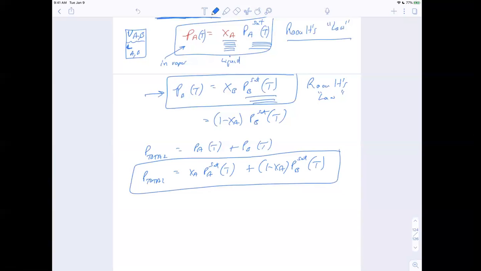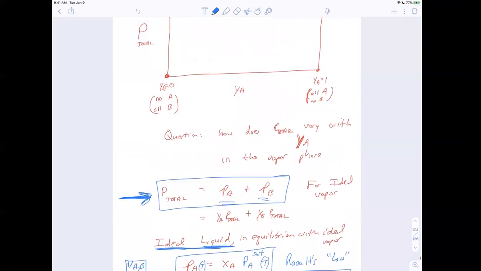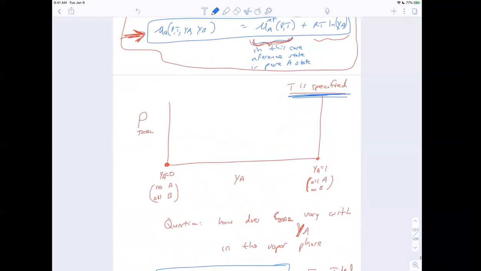So now we know that the total pressure is just going to vary as a function of X sub A. We could have used X sub B, but we know that they're related, so it's okay. We can use one or the other. So what we'll do now is, before we go to Y sub A, we'll change this and we'll use X sub A.